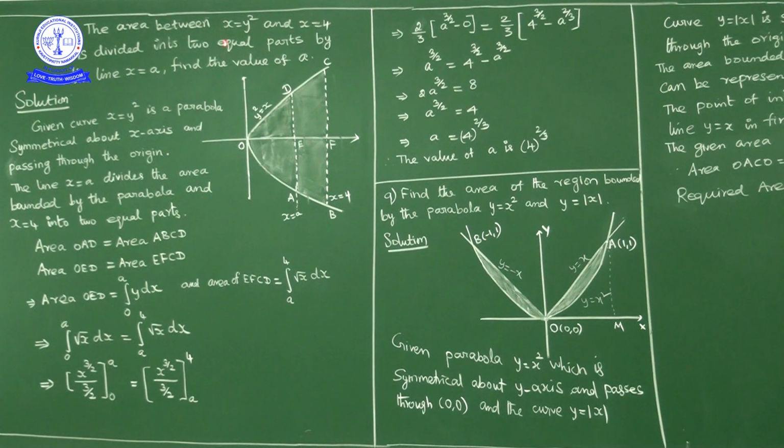Okay. My next question, question number 8. The area between y square equal to x and the line x equal to 4 is divided into two equal parts by the line x is equal to a. Find the value of a.